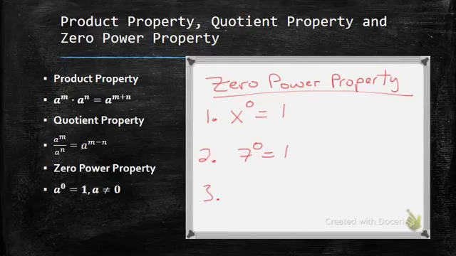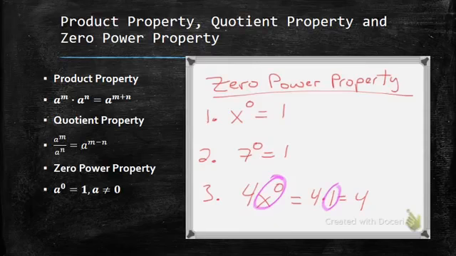Got 4x to the 0. Well, let's take a look at that one. So we're going to leave the 4, and x to the 0 is 1. So 4 times 1 is 4. So x to 0 became 1, that became 4. This one's really self-explanatory. Anything that you raise to the 0 power will become 1.